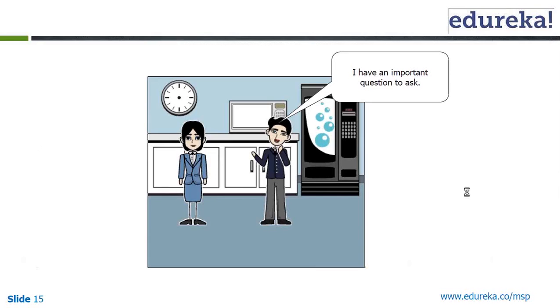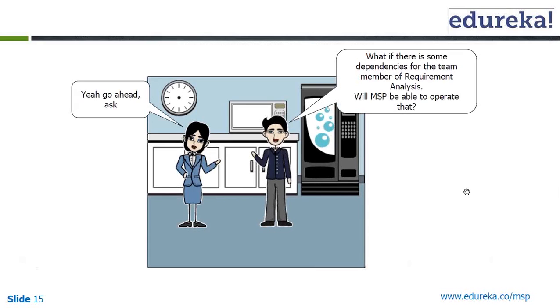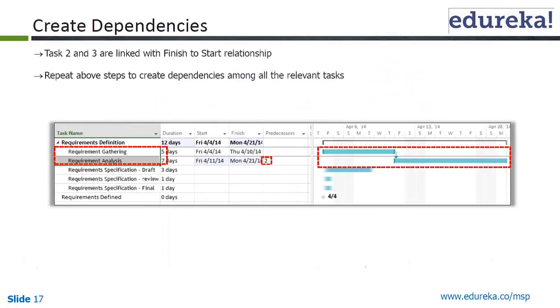Yeah, go ahead, ask, she says. The project manager in yesterday's slides that we have seen, he asked like, what if there are some dependencies for the team member of requirement analysis? Will MSP be able to operate that? So essentially, how do I create those dependencies? And that's how we have already seen this. So task 2 and 3 are linked with finish to start relationship. Repeat above steps to create dependency among all the relevant tasks.